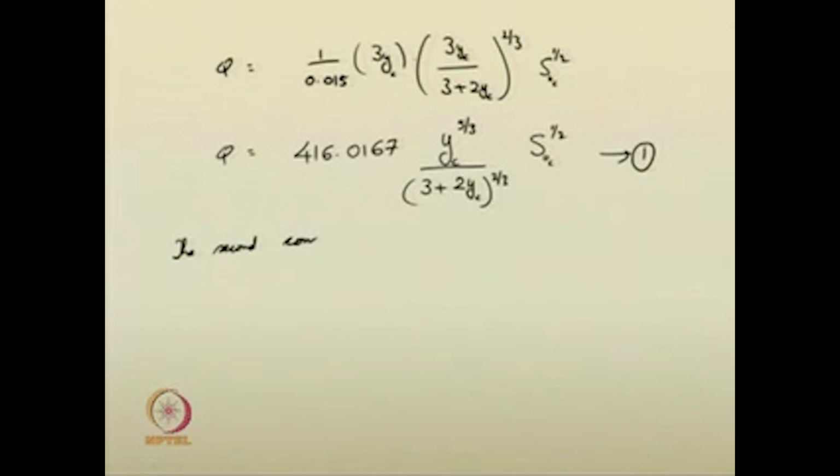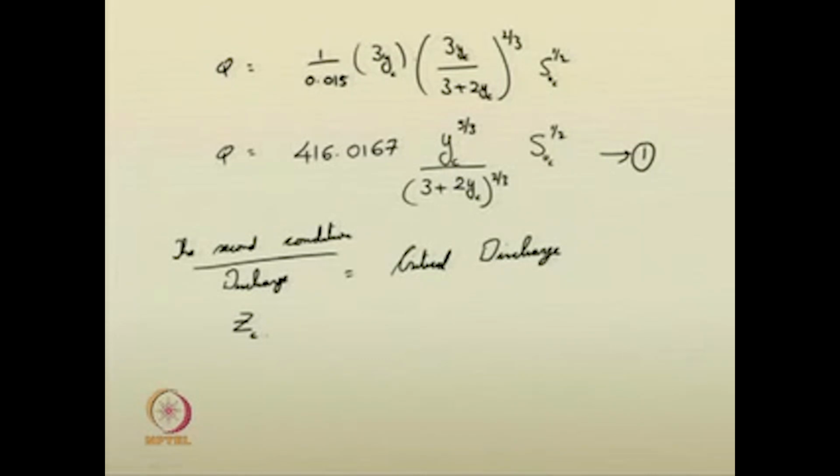The second condition suggests your given discharge is equal to critical discharge. So, from module 1 you just recall them. You had defined section factor ZC. ZC is equal to, for critical conditions, Q by root G.